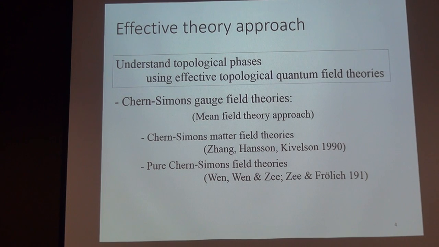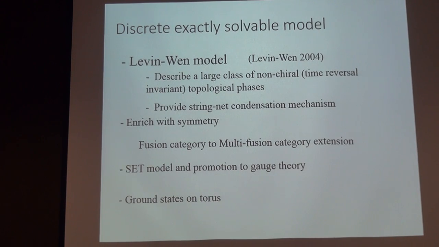And in today's talk, I want to show the theoretical approach to study these topological phases. For the effective theory approach to topological phases, usually we use topological quantum field theory, for example, the Chern-Simons matter field theories and the pure Chern-Simons field theories. But in today's talk, I want to discuss the discrete exactly solvable model.